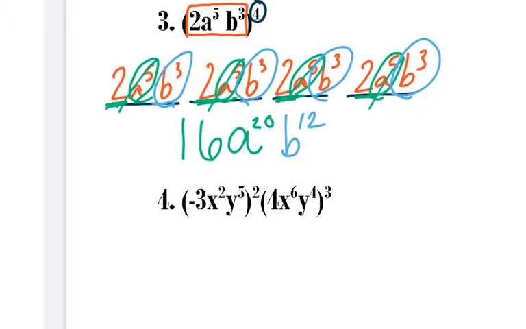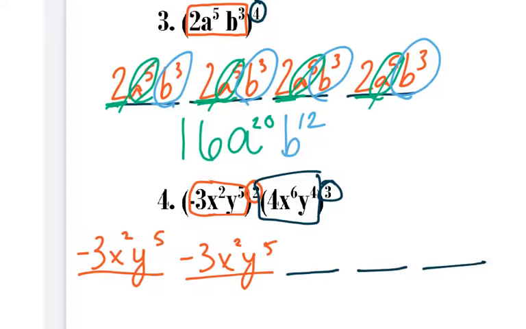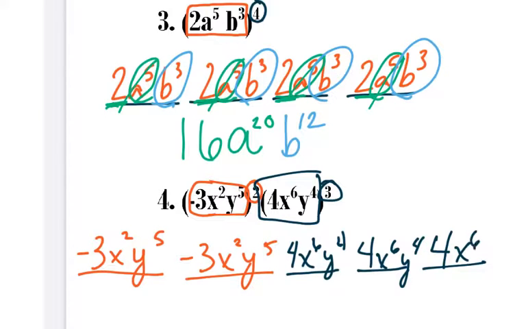Okay? Same idea, one more time. This 2 means I need 2 blanks of what was inside. So this one here is negative 3x squared y to the 5th, negative 3x squared y to the 5th. Then I need 3 blanks of this information: 4x to the 6th y to the 4th, 4x to the 6th y to the 4th, 4x to the 6th y to the 4th.